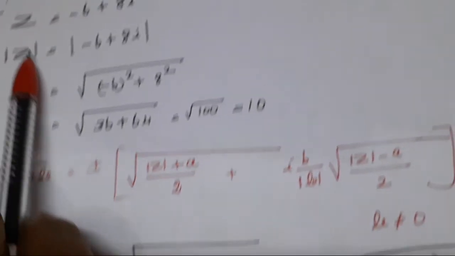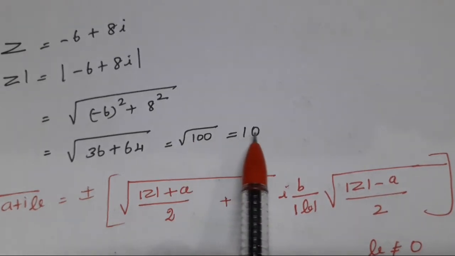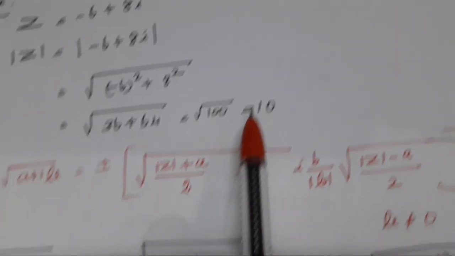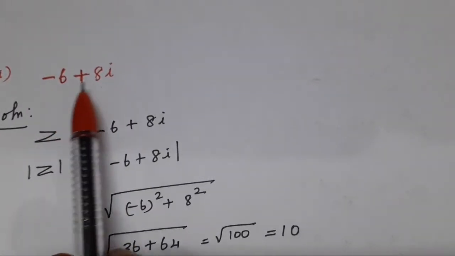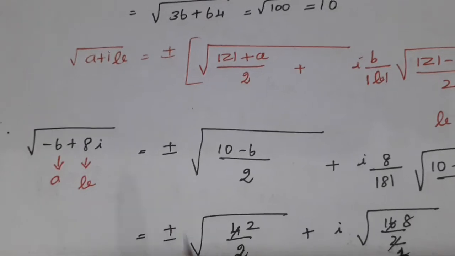First we find the value of modulus of z. Modulus value is 10. What is our a? A is minus 6. What is our b? B is 8. Real part is a, imaginary part is b. Now substitute the values.